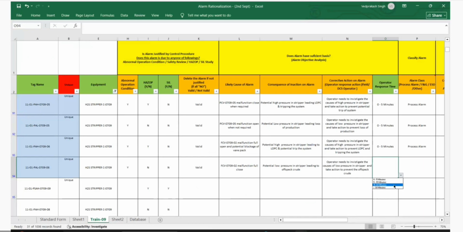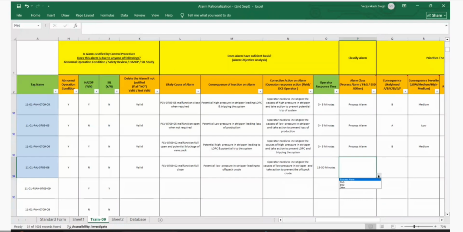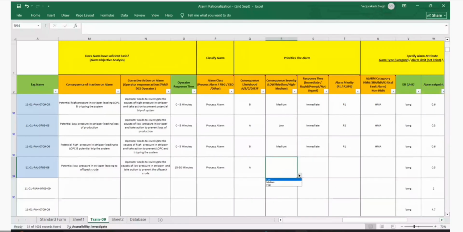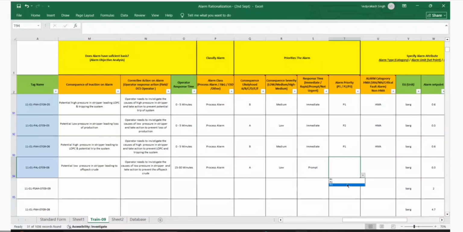Okay, I think we can put 15 to 30. This is the process only. And this is notable. This is low. This is, we say, prompt. Prompt versus low. I think 15 to 30 is prompt, yeah. Step P3, yeah. I think for the consequence, delete low pressure inside the column.